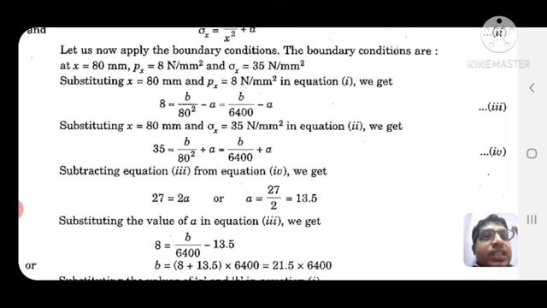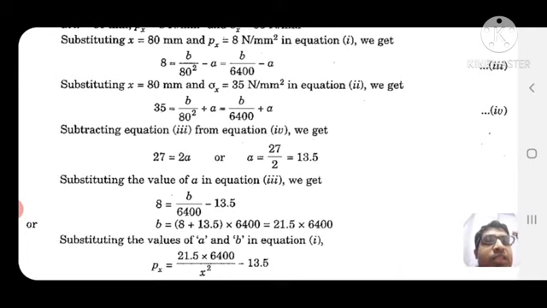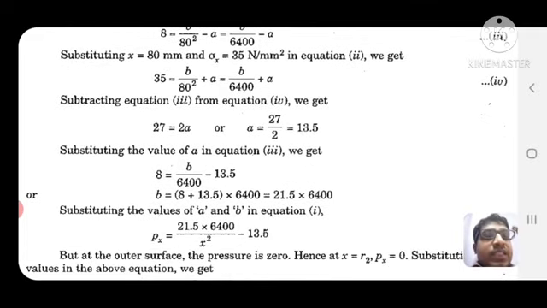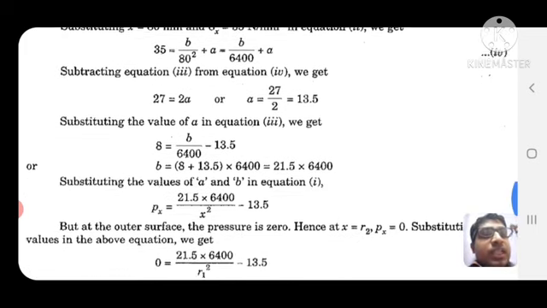Substituting x equal to 80 millimeter and Px equal to 8 Newton per millimeter square in the equation, we get 8 equal to B by 80 square minus A, so B by 6400 minus A. Substituting x equal to 80 millimeter and sigma x equal to 35 Newton per millimeter square, 35 is equal to B by 80 square plus A, that is B by 6400 plus A. Subtracting equation 3 from equation 4, we get 27 equal to 2A. So A is equal to 27 by 2, that is 13.5.